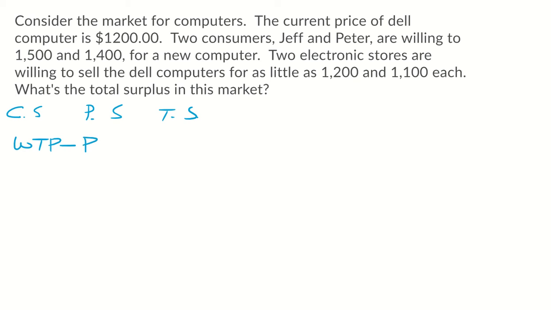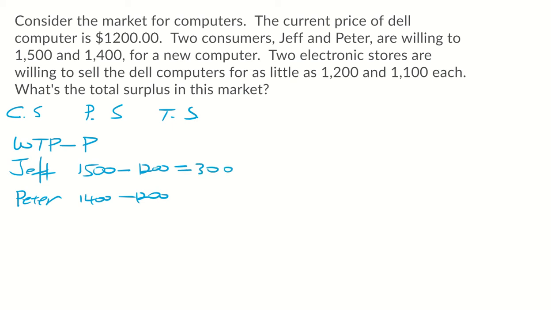That's your consumer surplus. So if you take Jeff and Peter, Jeff is willing to pay $1,500. Peter is willing to pay $1,400. And then the actual computer is $1,200 for each person. Then the consumer surplus for Jeff will be $300. The consumer surplus for Peter will be $200, and then together this will be $500 of consumer surplus.